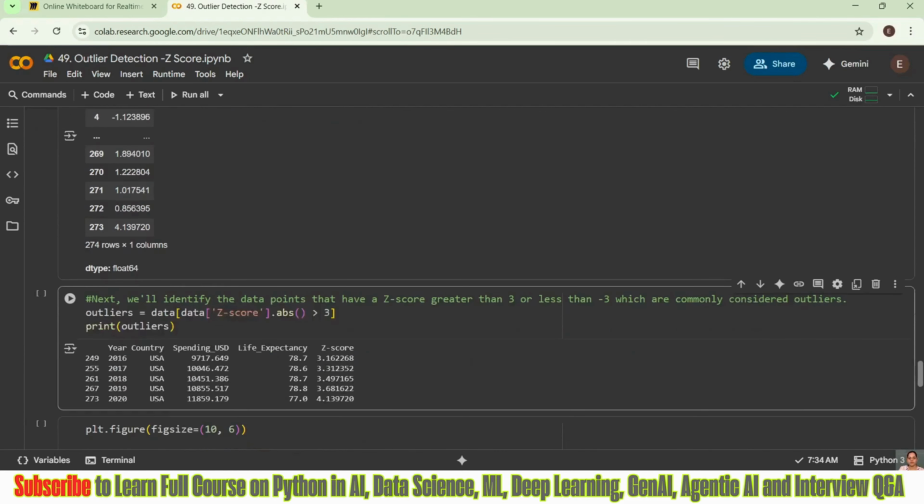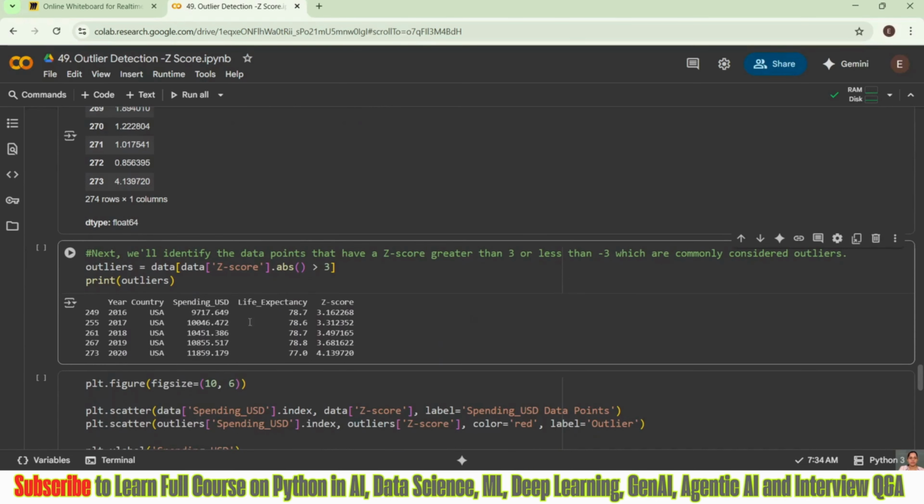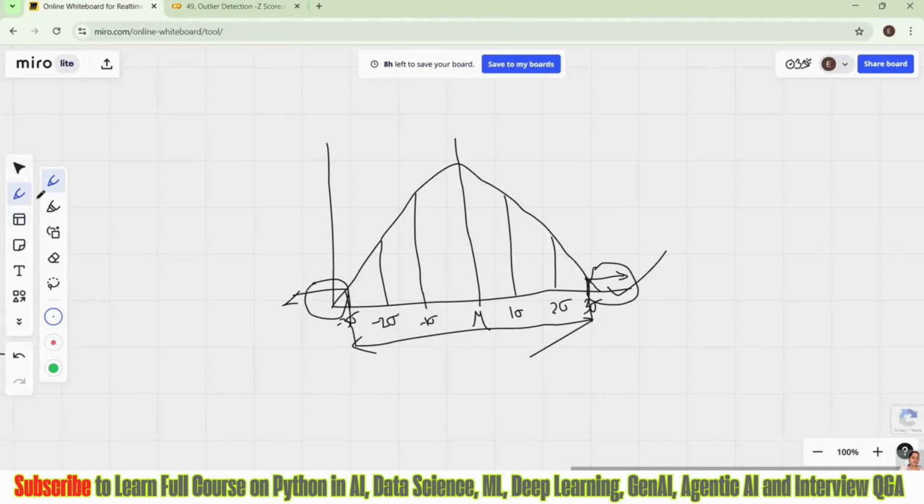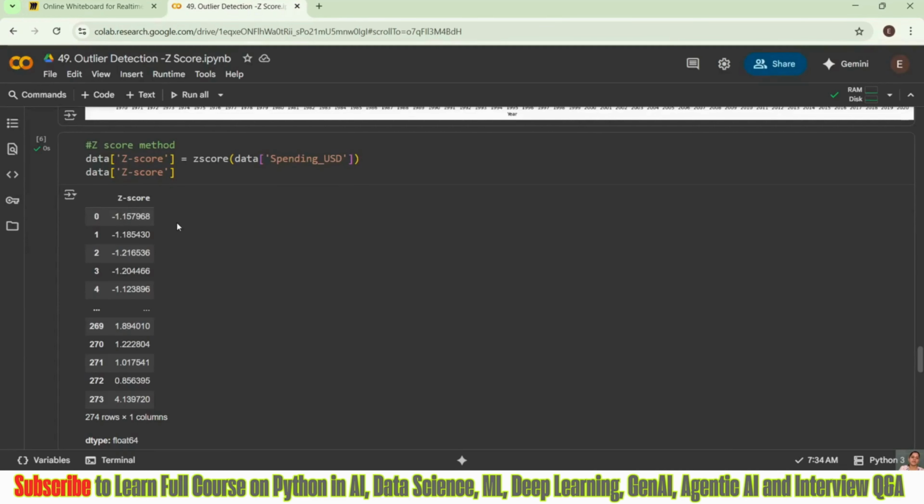Guys, I already told you about the ZScore method. Let me go to the whiteboard to refresh your memory. ZScore is X minus mu divided by standard deviation. The same formula is getting applied to each and every data point in this data.